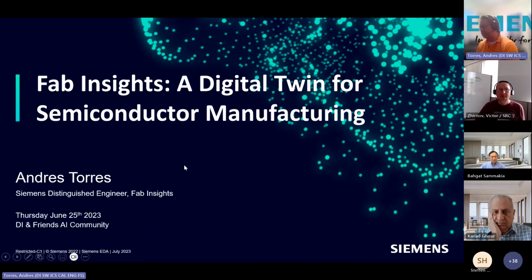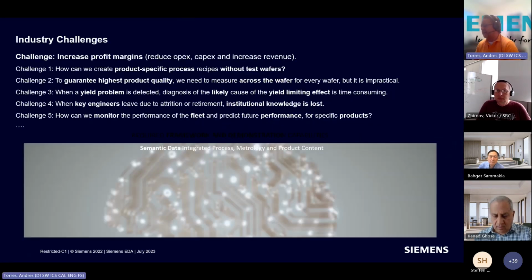What I want to do is to show our view from the point of view of a tool called Fab Insights, but also more in general. I like a lot of the ideas about digital twin, and one of the things is to recognize that there are many problems. At the end of the day, digital twin is more of a solution, but really, what are the problems that we are trying to solve?